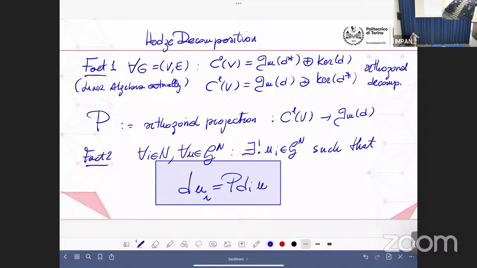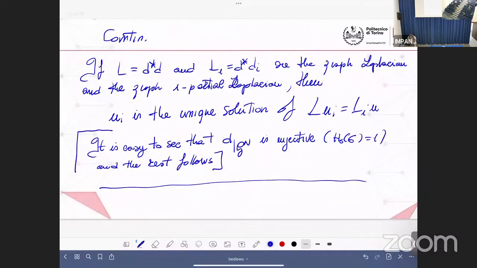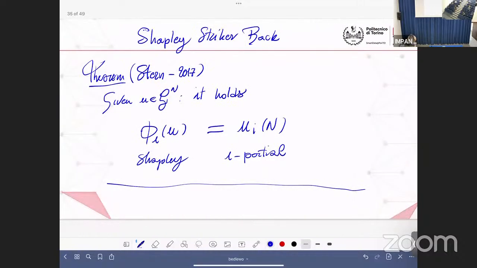It turns out that if you restrict the games, so you fix U of the empty set equal to zero, D is injective. It's very simple to see. The reason is clear. H zero, as the graph is connected, is one dimensional. So the kernel is one dimensional. But the point is that the kernel is exactly those vectors that are constant on the vertices. So it's done. Okay. So with this in mind, there is a unique solution for the reason that I have said, and it turns out, this is the point, that the Shapley value is exactly this U_i's nth component.